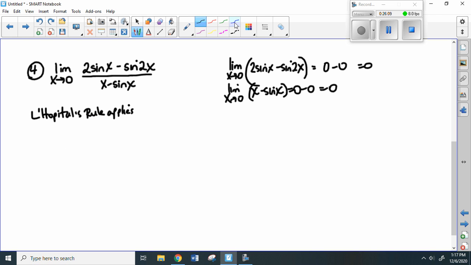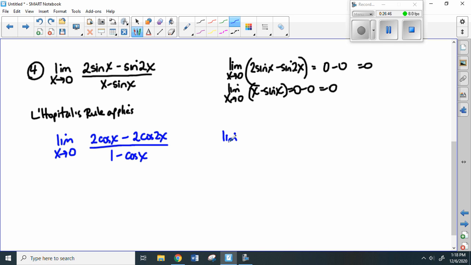Now we're going to take the limit, but we need some derivatives. The derivative of 2 sine of x is 2 cosine of x. The derivative of minus sine of 2x is minus cosine of 2x, then I need the chain rule, which gets an extra 2 in there. And on the bottom, I get 1 minus cosine of x. Cosine of 0 is 1, so I'm going to get 2 minus 2 on top and 1 minus 1 on the bottom.